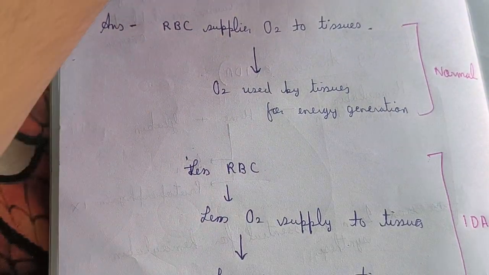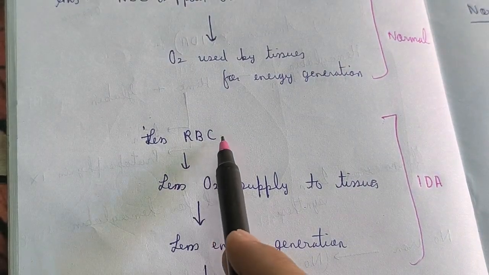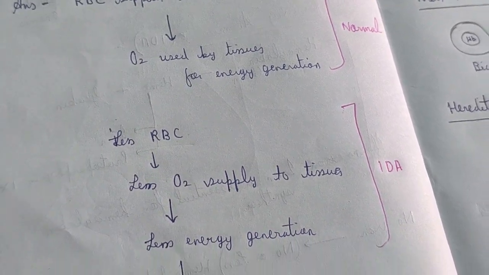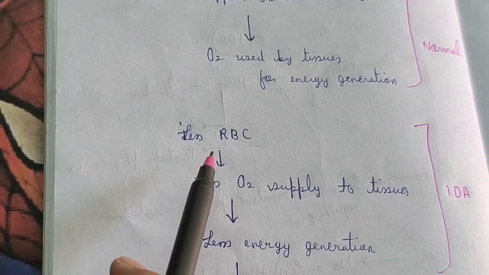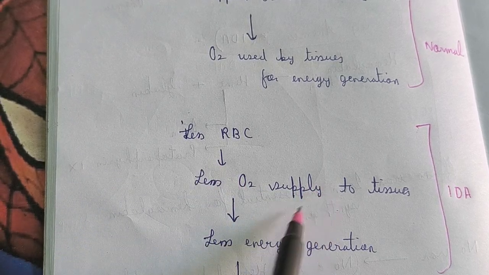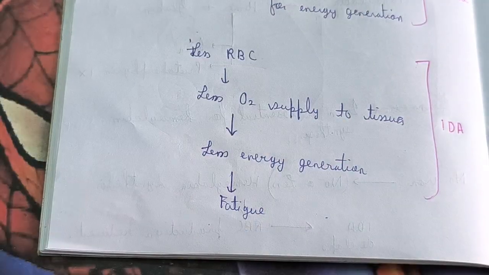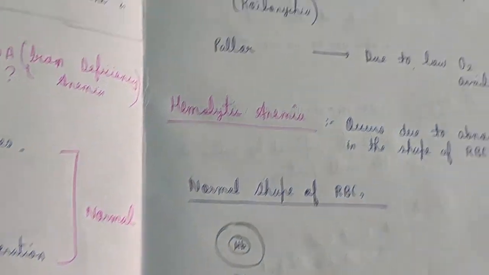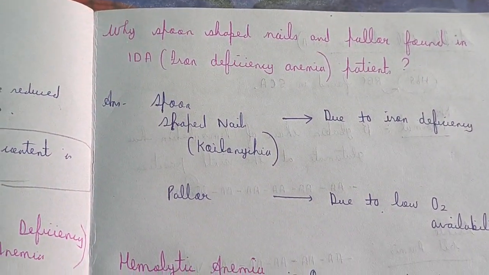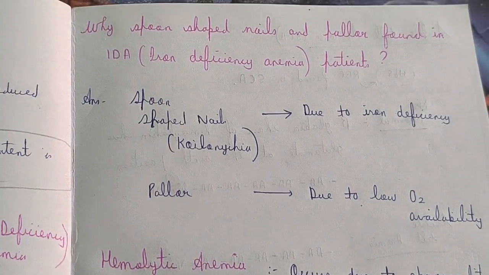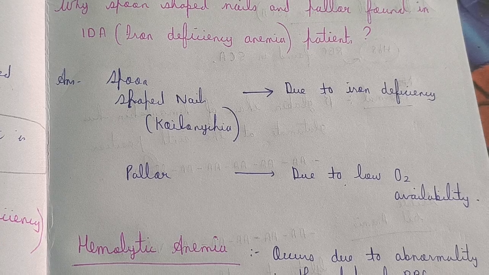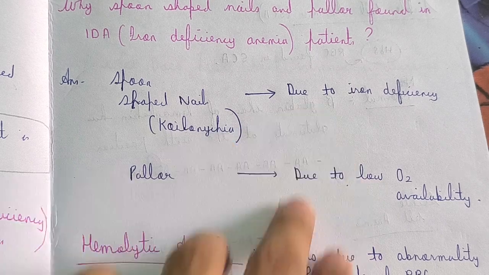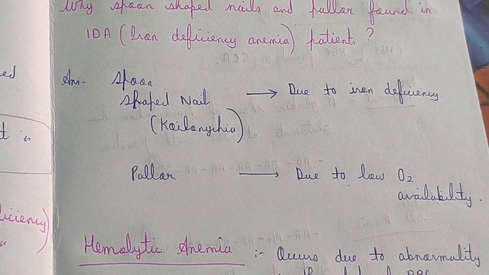In case of anemia, RBC synthesis or hemoglobin synthesis is reduced. So with fewer RBCs, less oxygen is automatically supplied to tissues. Therefore less energy is generated, and due to less energy generation, fatigue or weakness occurs. Now I am going to explain why spoon-shaped nails and pallor are found in iron deficiency anemia. Spoon-shaped nails are due to iron deficiency anemia, and pallor is due to low oxygen availability.